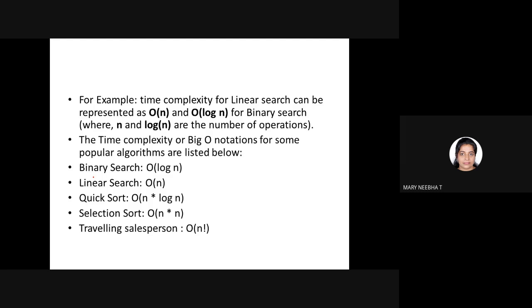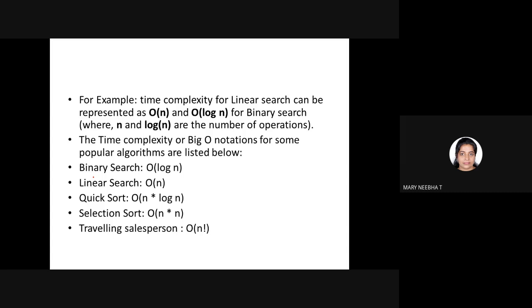But in a linear search, it is equal to the number of elements, the worst case. This big O notation is used to find out the worst case. So for linear search it is order of n, and for binary search it is order of log n. Here n and log n are the number of operations.